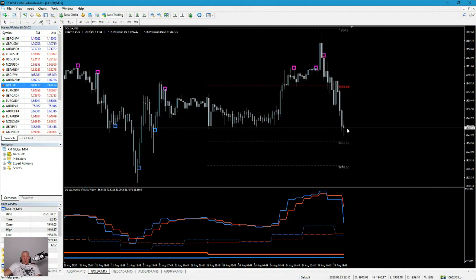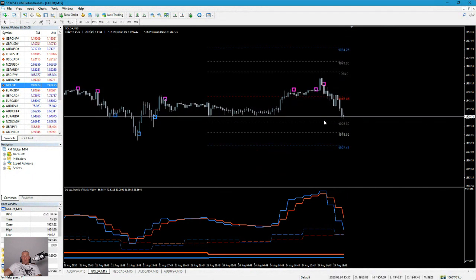Also, guys, gold, very interesting. I had some questions about gold. Gold is setting up for a nice short because all of the time frames are aligned. If we see the price moving up towards 1973 or 1984, I would definitely look for short opportunities.